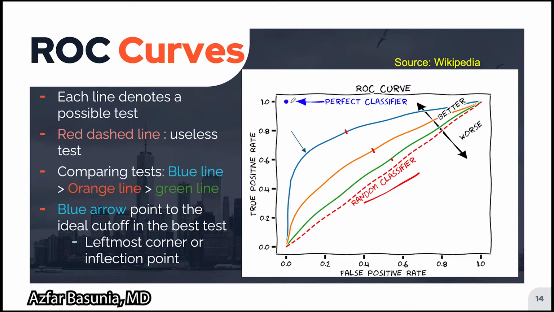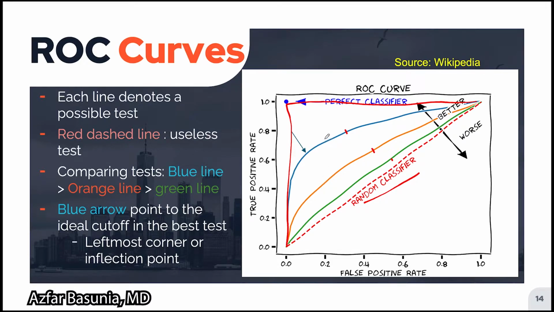The blue point here shows the ideal cutoff point for a diagnostic test, where the true positive rate or the sensitivity is equal to 1 and the false positive rate or 1 minus the specificity is equal to 0, which would produce a specificity equal to 1. And remember, the ideal ROC curve will look like this. The closer an ROC curve is to the ideal curve, the better the diagnostic test.